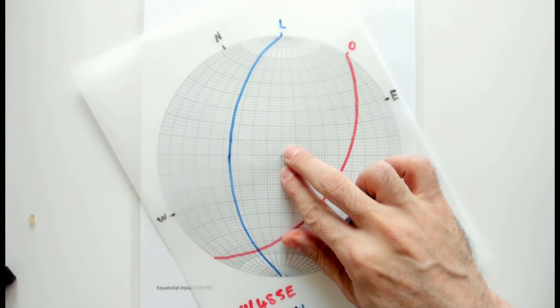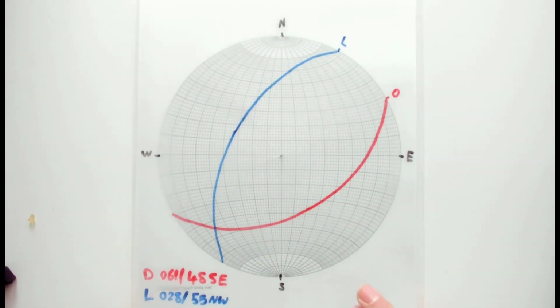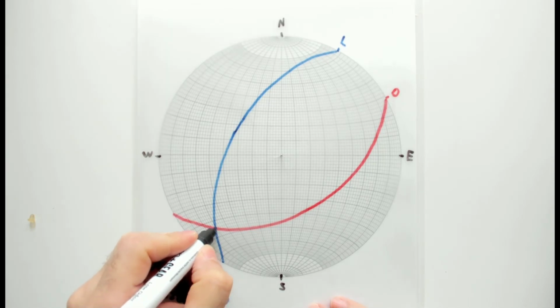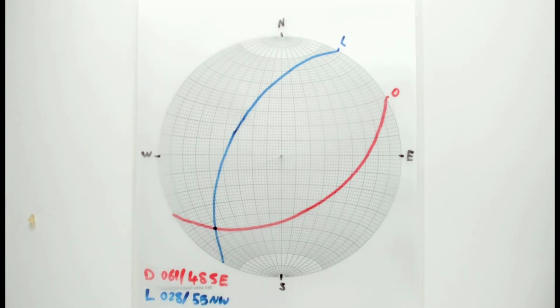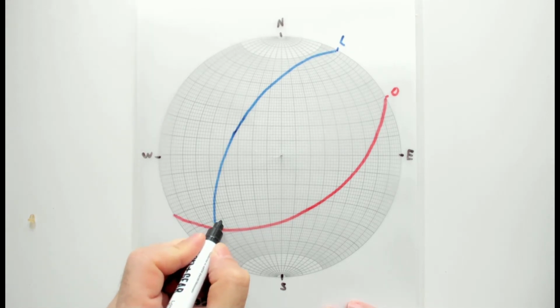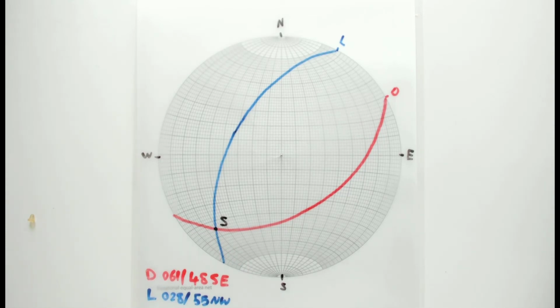All right, so we have dike and the limestone. So the intersection of these two, this point, indeed, is the answer of the question. I'm gonna name it as S, stands for solution, right? And if you read the trend and the plunge of that, then we are done.